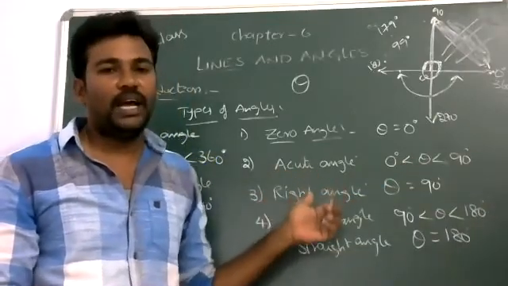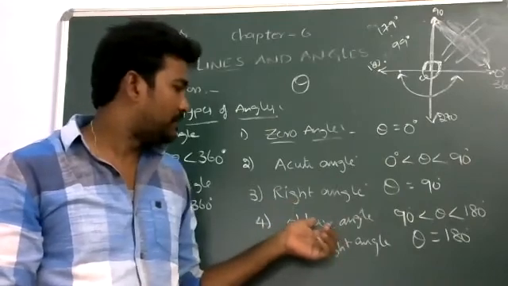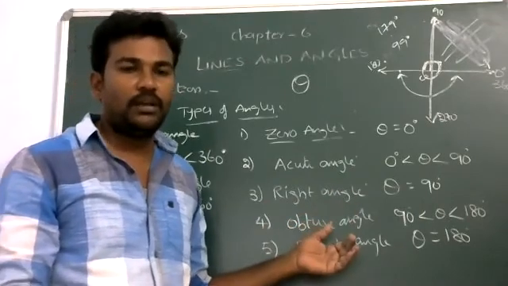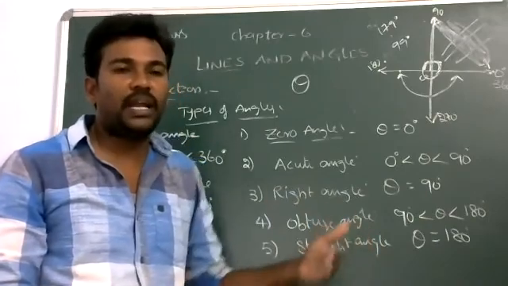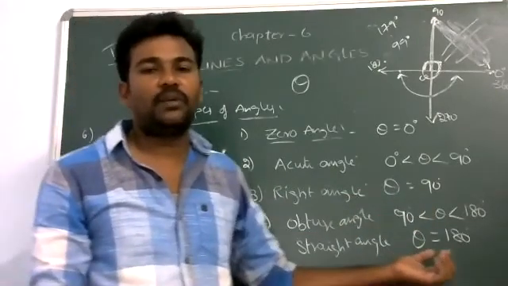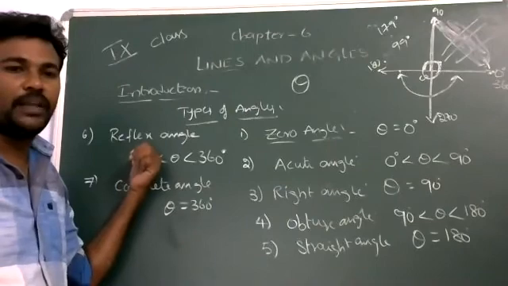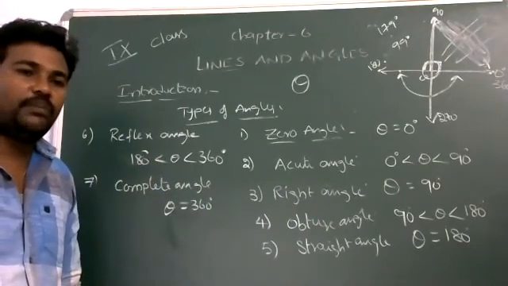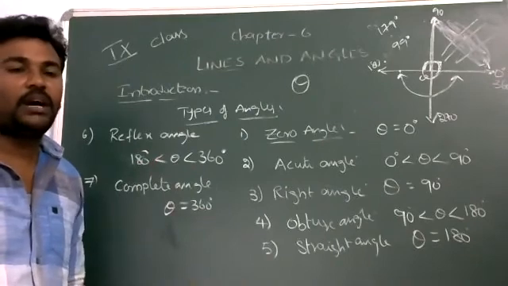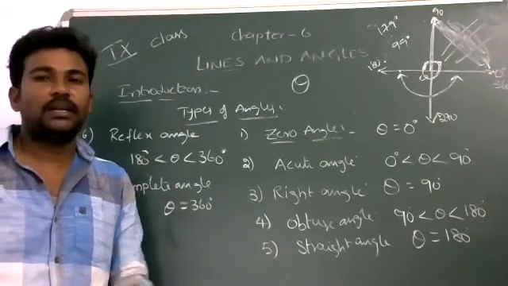Next one, right angle. If the angle is exactly theta equals 90 degrees, those angles are called right angles. Next one, obtuse angle. Obtuse angle means the angle lies between more than 90 and less than 180 degrees. And then straight angle. If theta equals exactly 180 degrees, those angles are called straight angles. Reflex angle means the angle lies between more than 180 degrees and less than 360 degrees. And finally, complete angle means if theta equals exactly 360 degrees, then those angles are called complete angles.